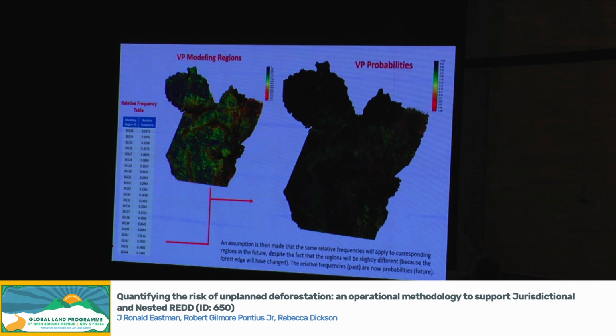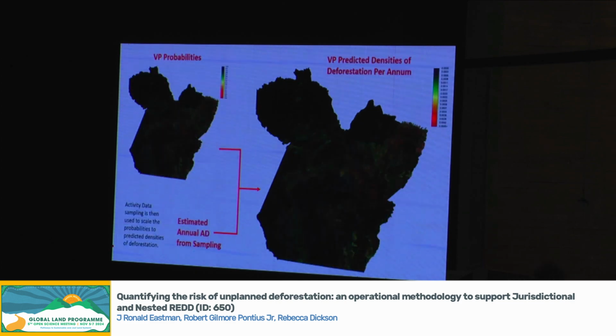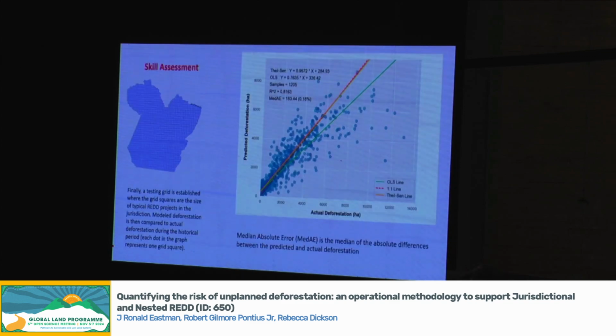And these are expressed not as simple probabilities, but they're expressed then ultimately as densities of deforestation. So we take those probabilities, and then now we take the data that Aaron was talking about, the activity data, and those act as a calibrator to now convert that into expected quantities of deforestation per pixel per annum. All right. Now, that was our benchmark.